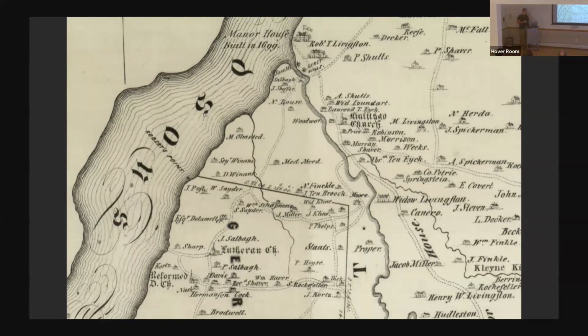So this map that I'm starting off here with, this is the 1798 Wagram map. I use this in a lot of the talks I do. A couple of things to note are the Manor House, built in 1699. That's the Livingston Manor House at the mouth of the Roll of Jansen Kill. Linlithgow Church. You'll see how Smith refers to Linlithgow in just a little bit here.